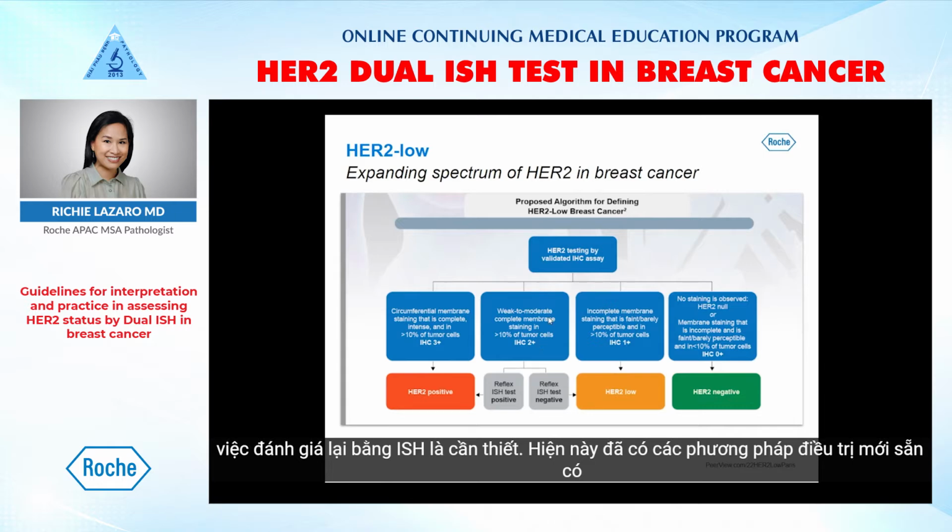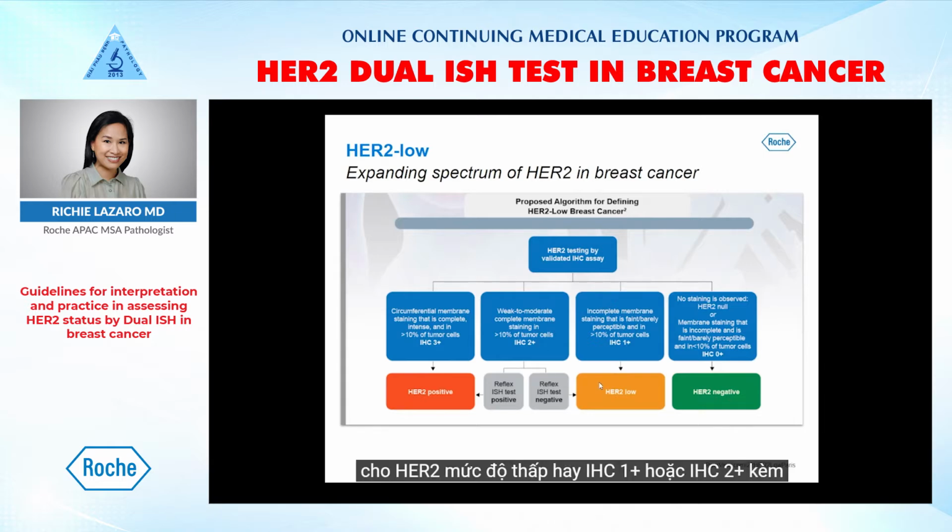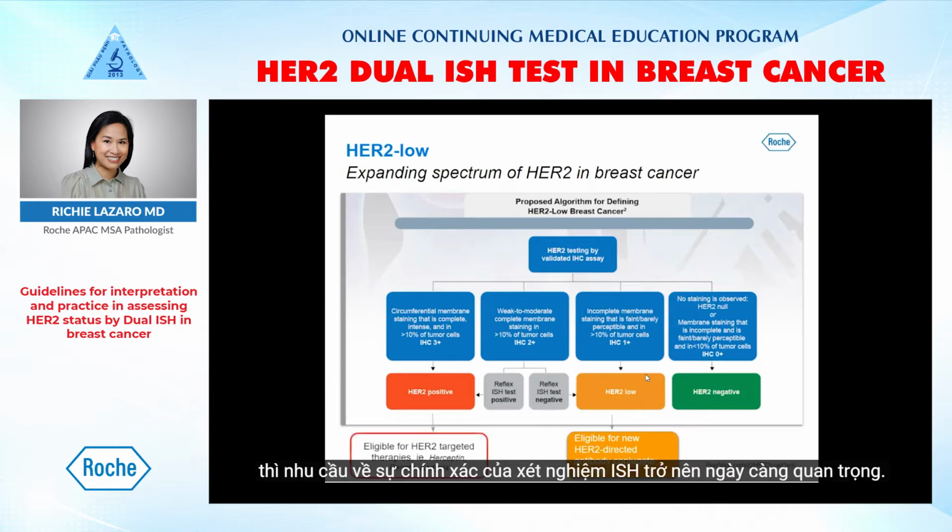With new therapies now available for HER2 low, which is either 1+ or 2+ ISH negative, in addition to the HER2 targeted therapies that we know for HER2 3+ and HER2 ISH amplified cases, the need for an accurate ISH test is becoming more critical.